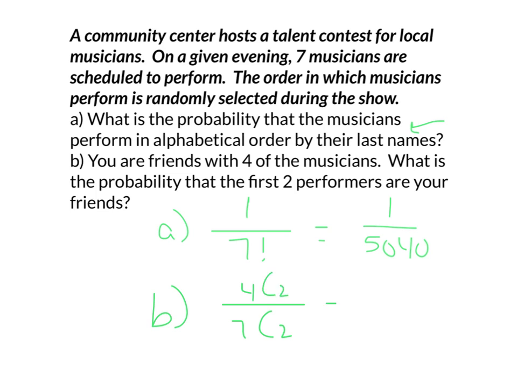So again, let me go through that one more time. My denominator, 7C2, or combinations of 2, that's all the different combinations of the 7 people taken 2 at a time that there are. My numerator, I have 4 friends. That's all the ways you can take 2 out of your 4 friends.